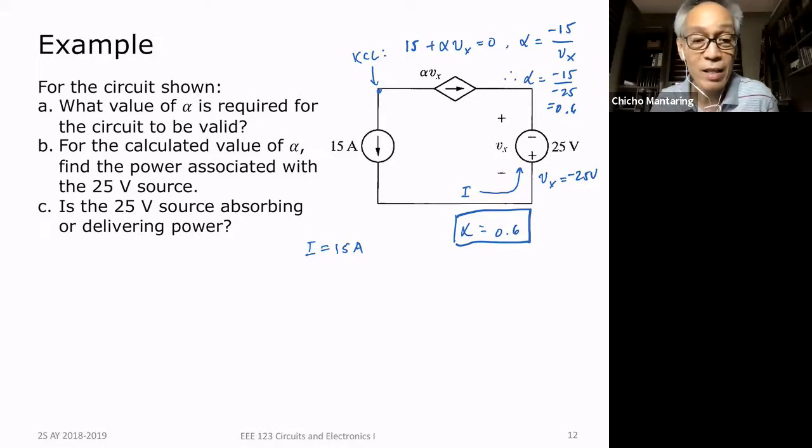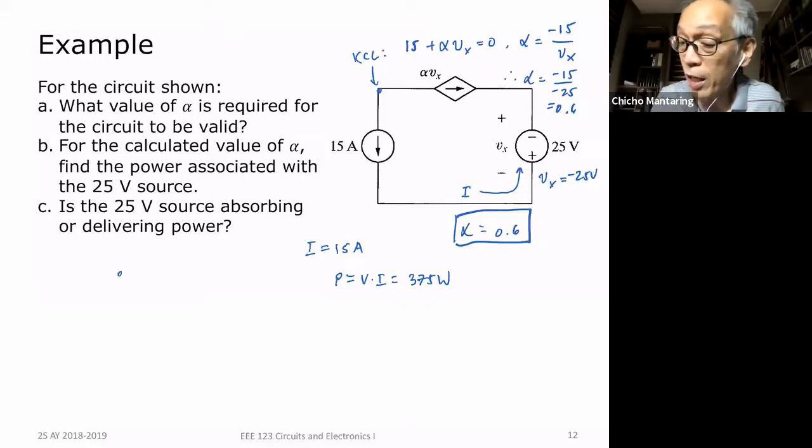Okay. So the power is just V times I. No? So that's 375 watts. Now question, is it positive or is it negative? Okay, the answer is it is positive.